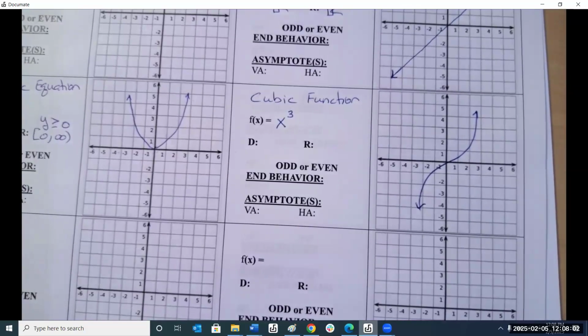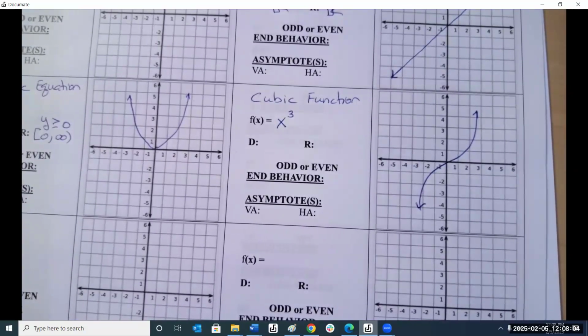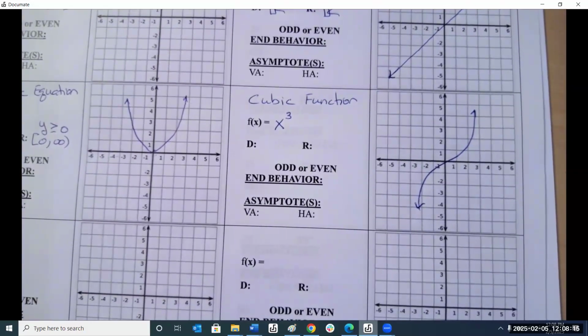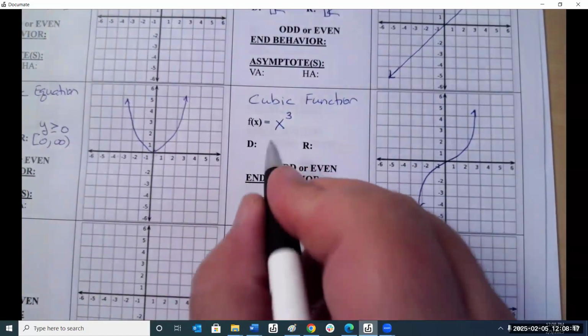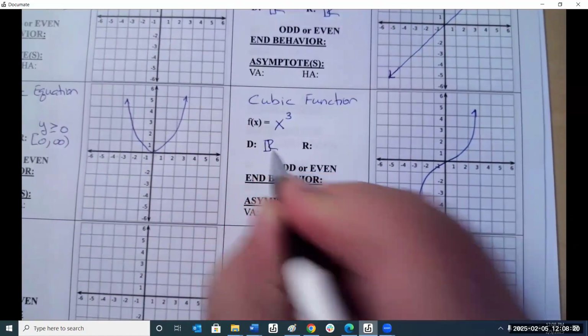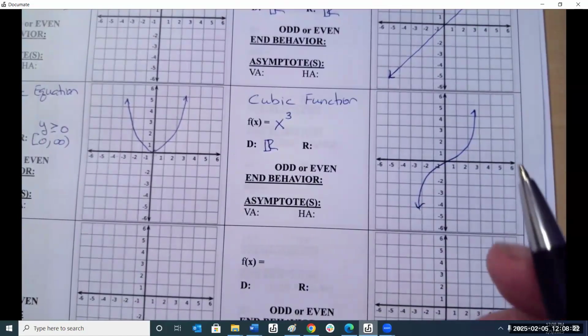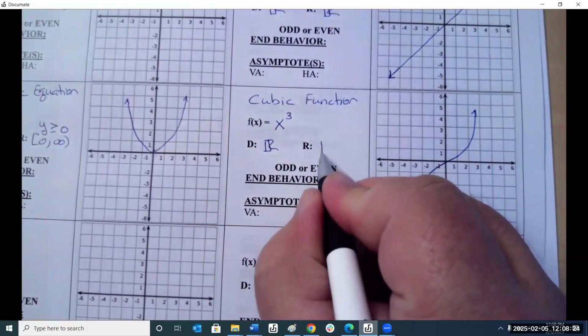This is the most simplistic case of it. And you're right, the graph you had correctly in the air was that roller coaster one. So what's my domain? All real numbers, because x can be anything: positive, negative, and 0. What's my range? All real numbers.